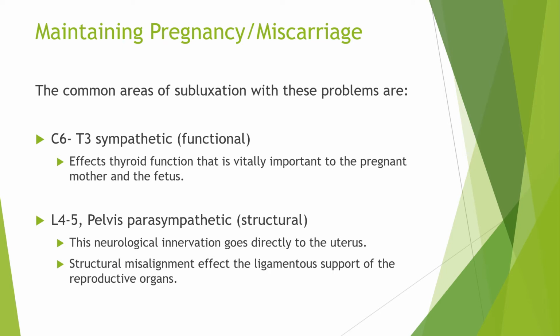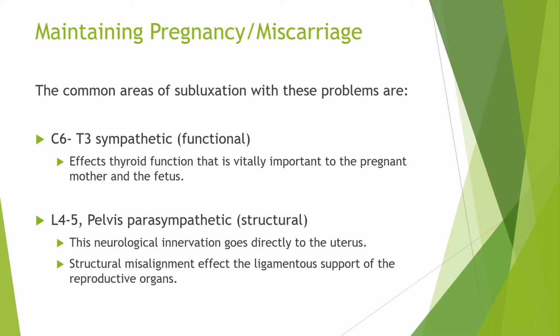We're going to focus on particularly pregnancy and miscarriage for the female. The common areas of subluxation with these problems are in the C6 to T3 area. This is a sympathetic area, and has typically to do with the functional component of an organ system. In particular, this area affects the thyroid function that's vitally important to the pregnant mother and the fetus. And we'll get into this a little more in a minute.